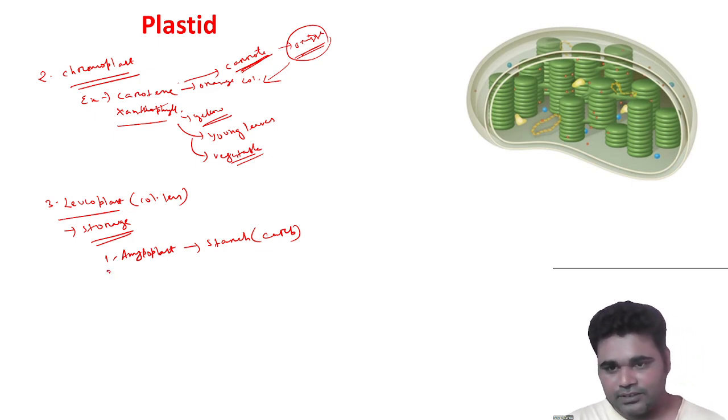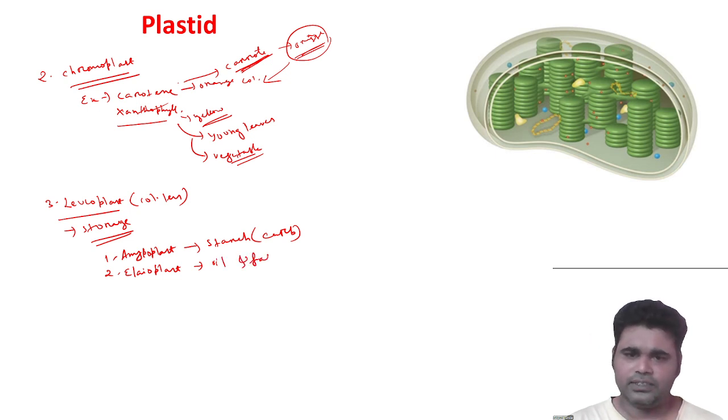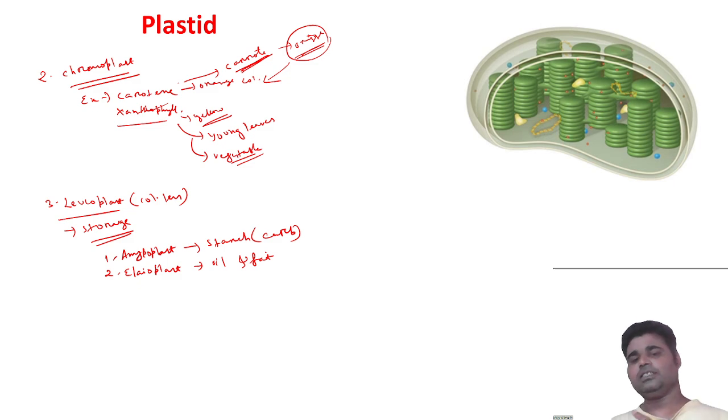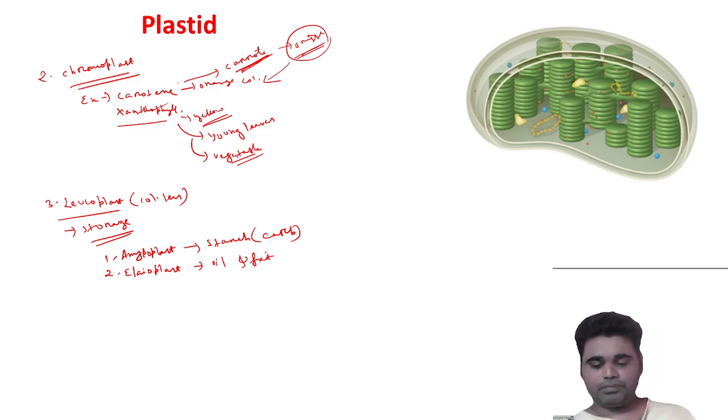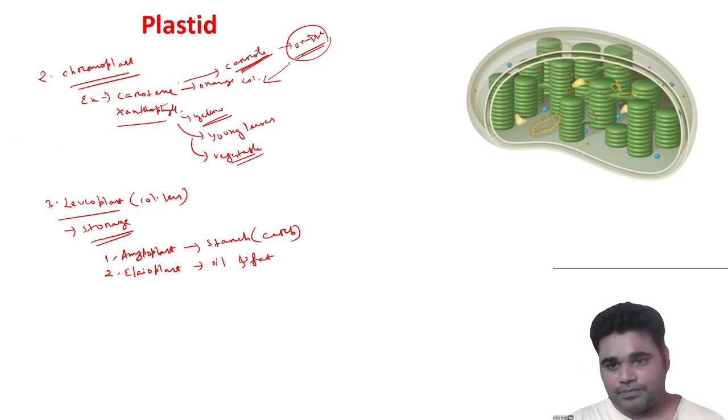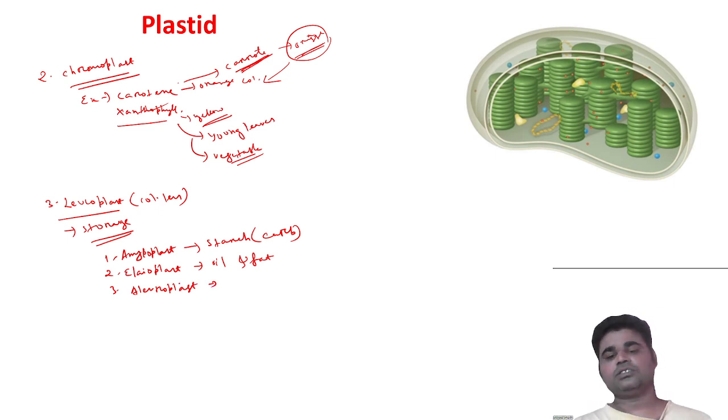Another is called the elaioplast. The elaioplast stores the oil and the fat. And another is the aleuroplast, and it stores the protein.